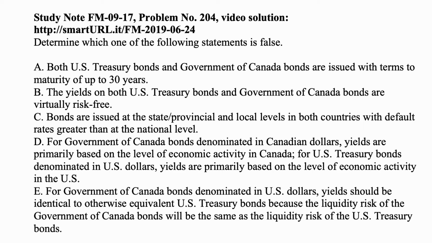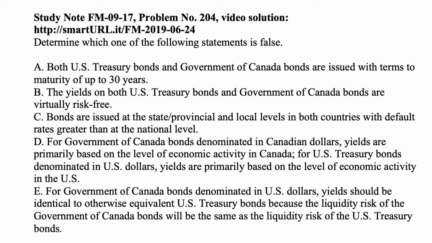So let's look again at these 5 answer choices. So A is true. Both U.S. Treasury bonds and Government of Canada bonds are issued with terms to maturity of up to 30 years. B is true. The yields on both U.S. Treasury bonds and Government of Canada bonds are virtually risk-free. C is true. Bonds are issued at the state, provincial, and local levels in both countries with default rates greater than at the national level.